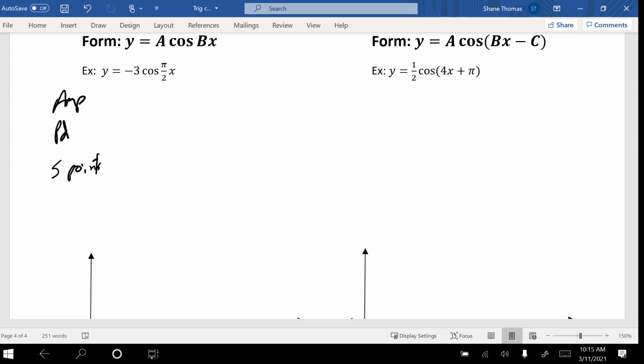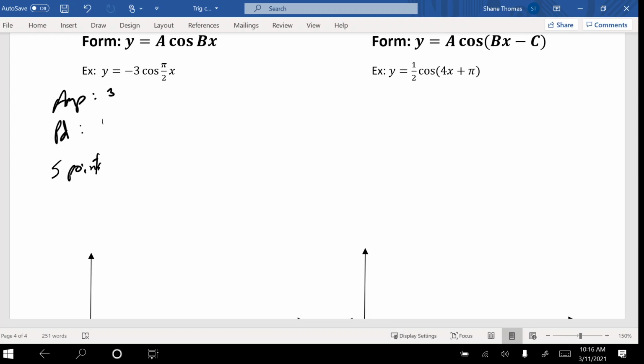Okay, looking at this one. Pretty simple. What's my amplitude? 3. Okay? Yeah, there's a -3 out front, but we just ignore that negative. It's the absolute value of that number out front. Okay, so we have an amplitude of 3. Period. How do I find period? 2 pi over b. Okay? What's my b term? Pi over 2, right?